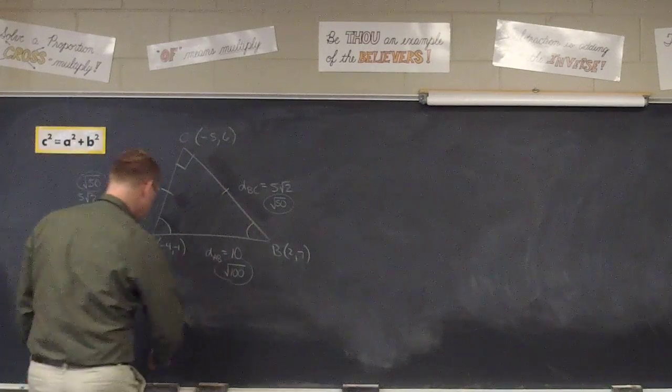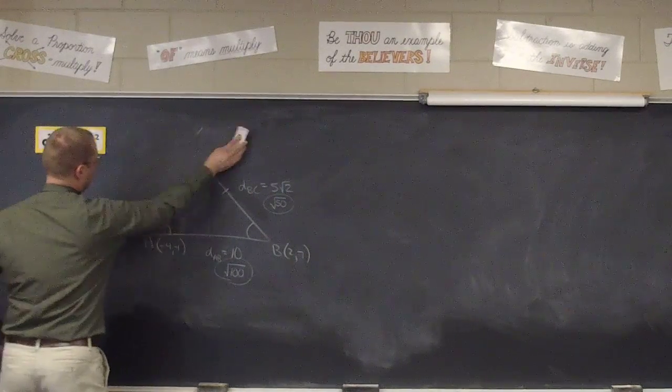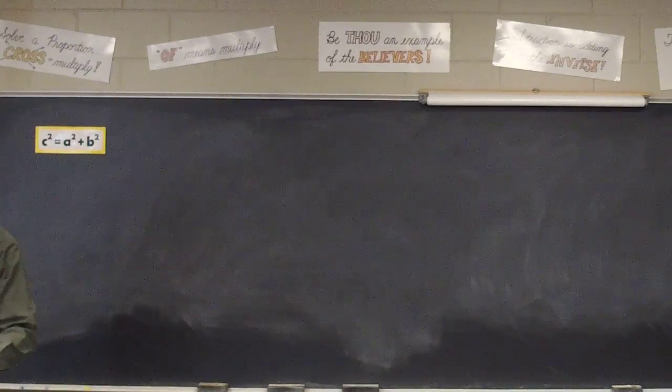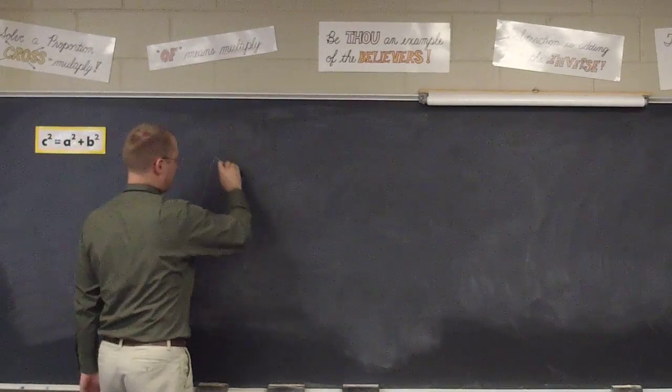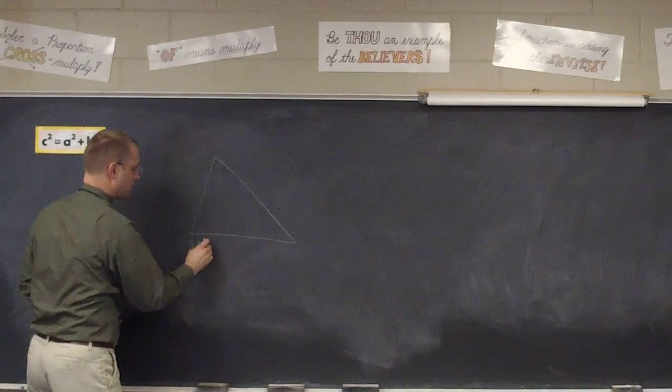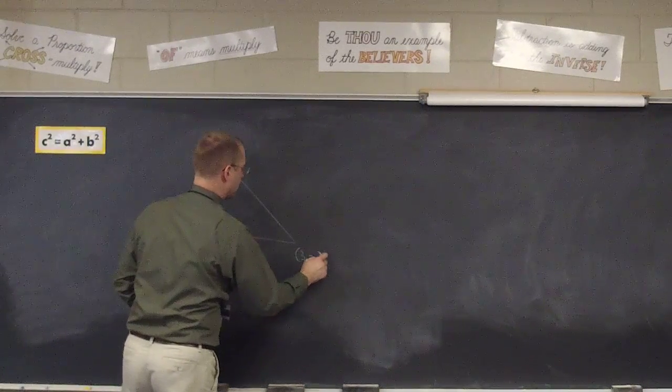Same thing, just different vertices of our triangle this time. Letter B. And call out the 3 vertices for me if thou wouldest. A is 3, 5. B is 3, negative 1. And C is 7, negative 1.